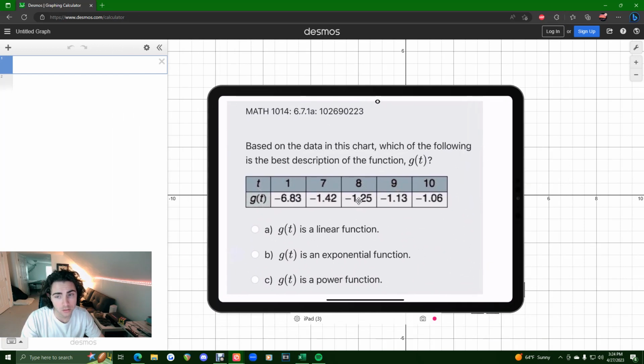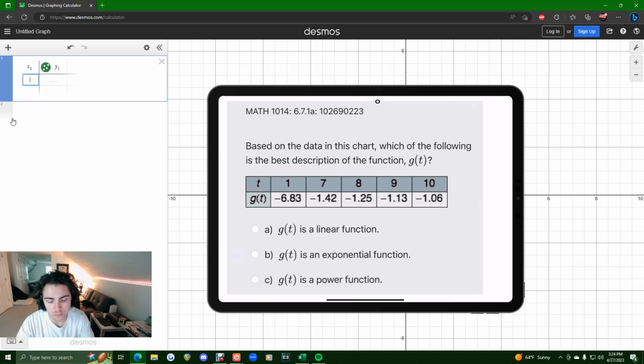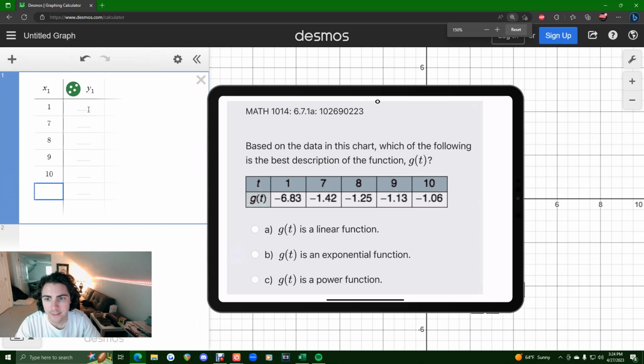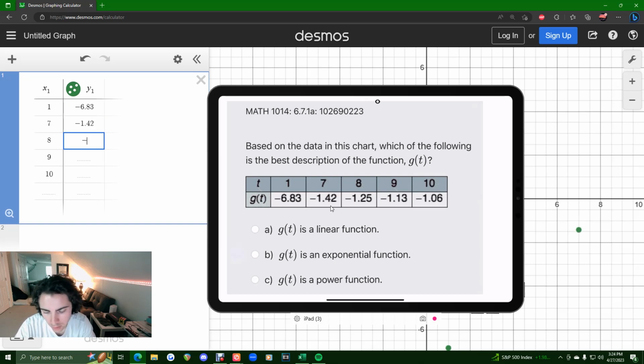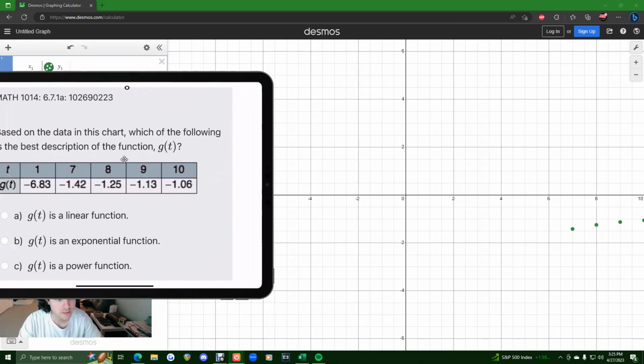So we're going to start with Desmos. How do we input ordered pairs like this little table of values into Desmos? We're going to add a table, x and y values. So we'll just go t values down here. So 1, 7, 8, 9, and 10. And then the y values, we got a little more complicated here. Negative 6.83, negative 1.42, and so on. Alrighty, and it should have already plotted these points for us.